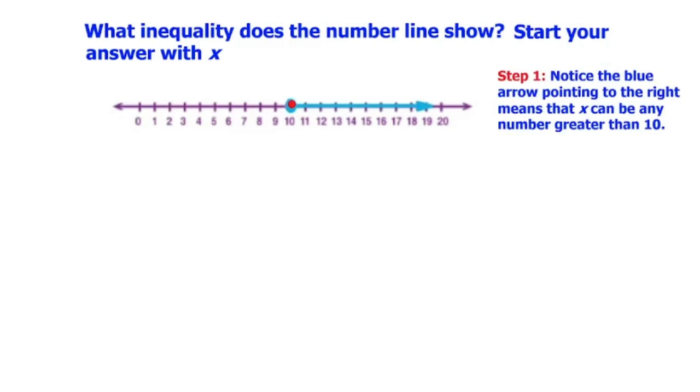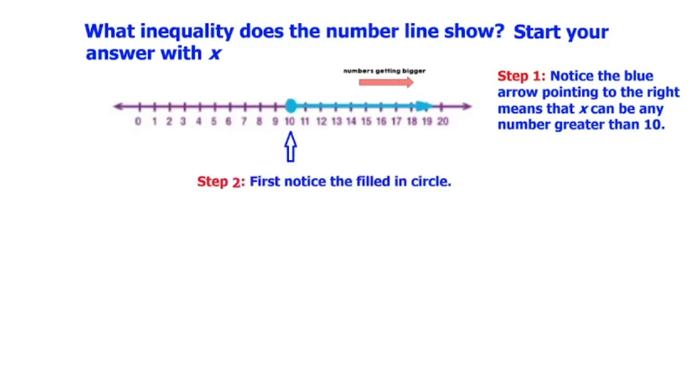So first step is notice the blue arrow pointing to the right. That means that X can be any number greater than 10. So that means it's any number greater than 10 because it keeps going. So then we notice that numbers are getting bigger going this way, right? So keep that in mind.